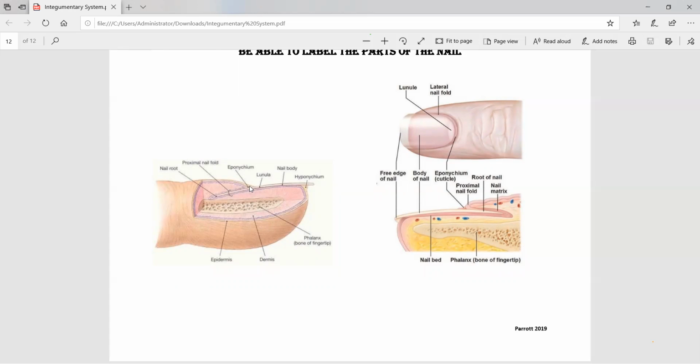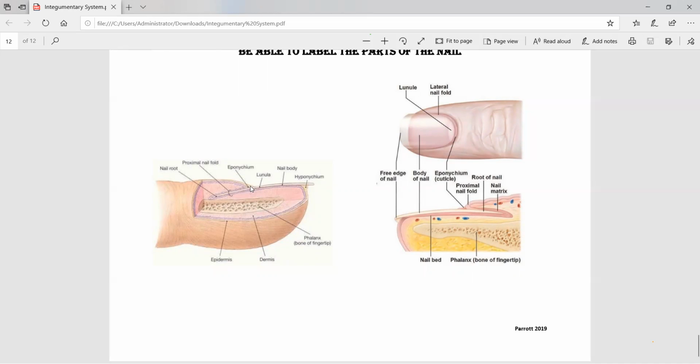Ep-E or ep-O, that prefix means upon. So the eponychium sits upon the fingernail. Then down here, you have the hyponychium. Hypo means below. So the hyponychium sits below the fingernail. So if you've ever ripped off the end of your fingernail and you've pulled a little skin with it, that painful skin that you pulled there, that is the hyponychium.